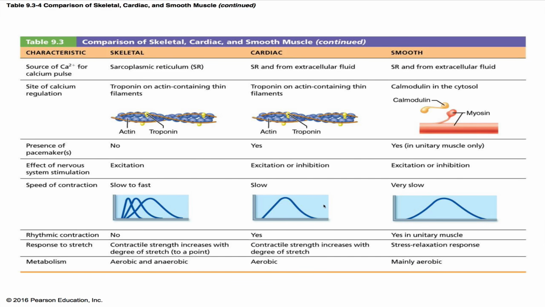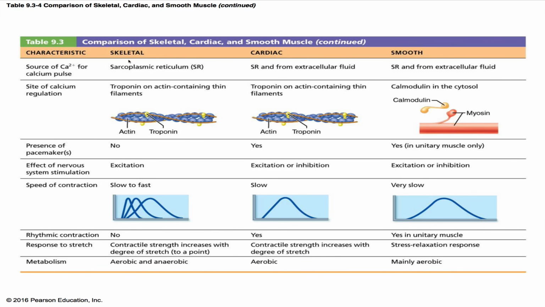Now we're looking at the source of calcium for the calcium pulse. So in skeletal muscle, it's the sarcoplasmic reticulum. In cardiac, it's sarcoplasmic reticulum, and from extracellular fluid. And the same for smooth muscle. The site of calcium regulation is the troponin on actin that's containing the thin filaments. Okay, and you have the same thing over here in the cardiac muscle. Troponin on actin containing the thin filaments, and then in smooth muscle, as we just learned, it's calmodulin in the cytosol. This is what's going to activate it.